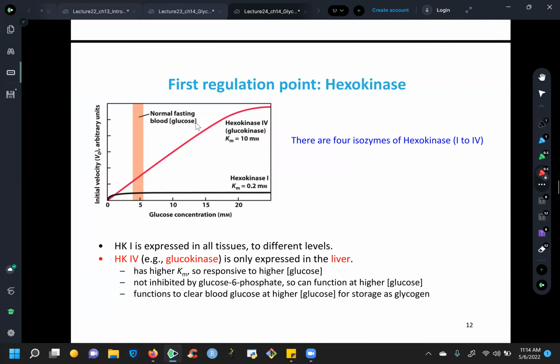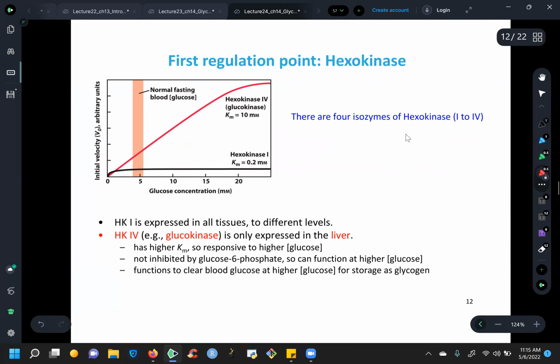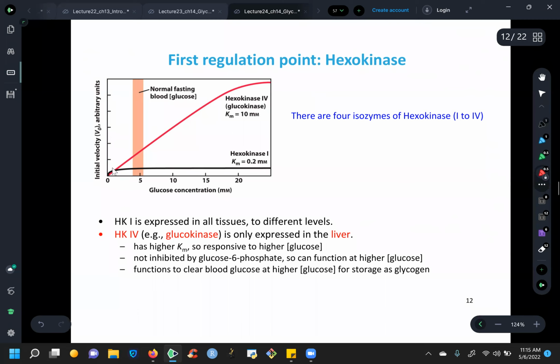So the first regulation point, hexokinase. Remember, the regulation points are at the irreversible reactions, like reaction 1, reaction 3, and reaction 10. Hexokinase has 4 isozymes. Hexokinase 1 is expressed in all tissues to different levels. Hexokinase 4, glucokinase, is only expressed in the liver. So that's an important fact.